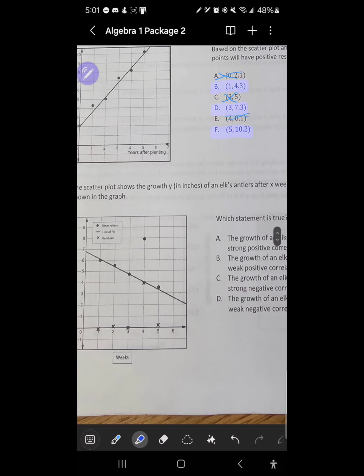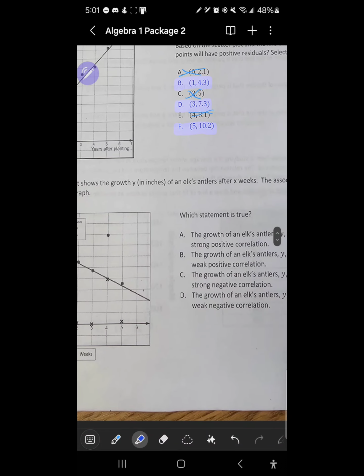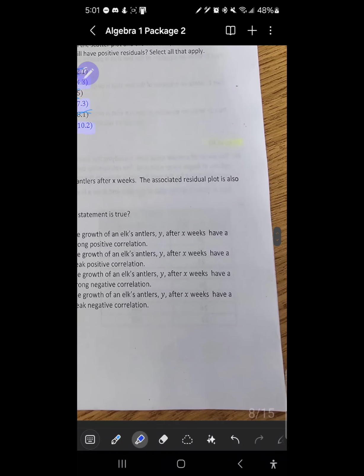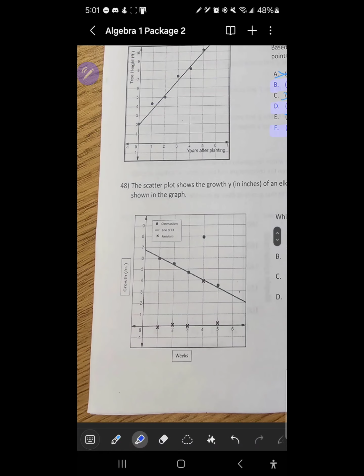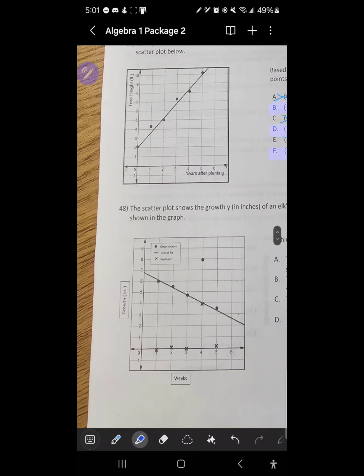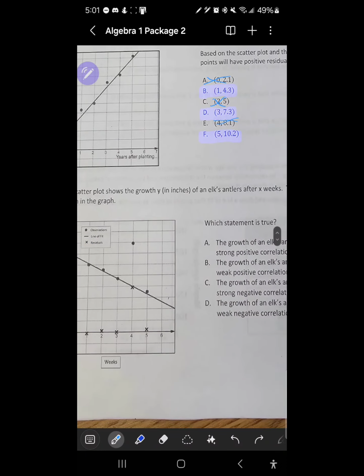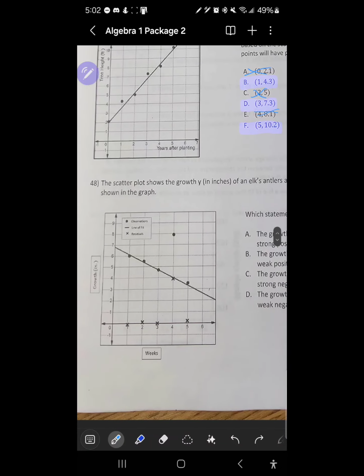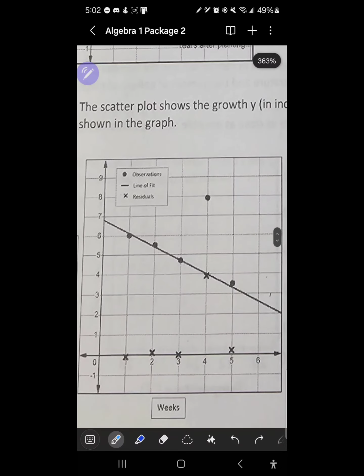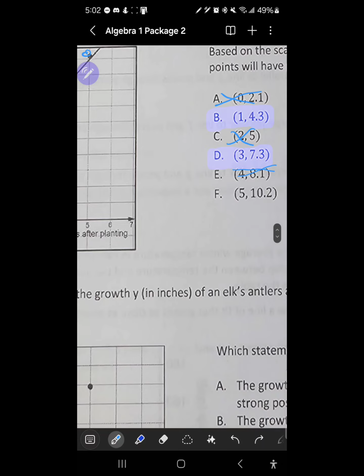Now for 48, the scatterplot shows the growth y in inches of the elk's antlers after x weeks. The associated residual plot is also shown in the graph. The residual is going to be x. Which statement is true? First I'm going to observe the graph. I see that the residual is x, and these are the observations, the points. And this is just the line of fit.